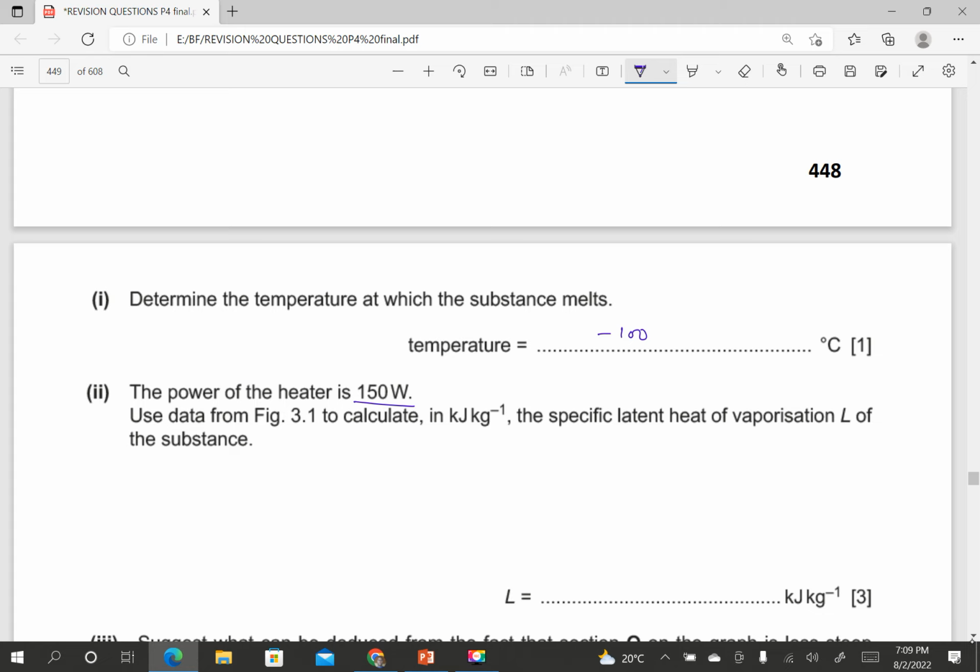Use data from the figure to calculate in kilojoules the specific latent heat of vaporization of the water. So the heater is supplying heat. So we say power supplied is going to be heat supplied, which is power times time. If all this goes to vaporizing the water, this will be the mass times the latent heat of vaporization. So the latent heat of vaporization is going to be the power times time divided by the mass that has vaporized. The power is given as 150 for a time of, which time should I use? During vaporization from the graph.